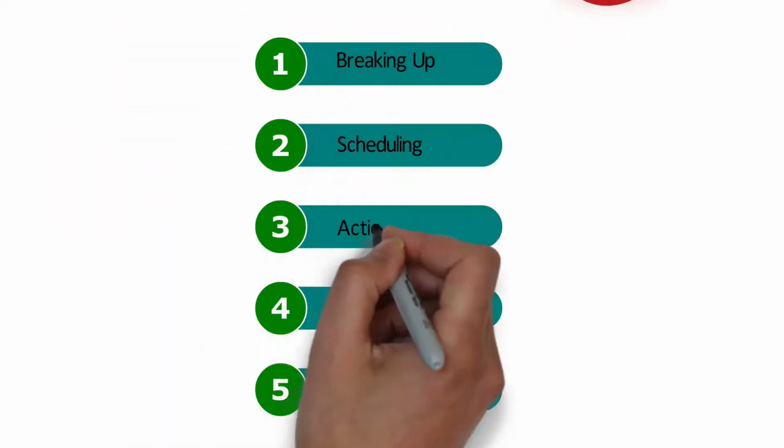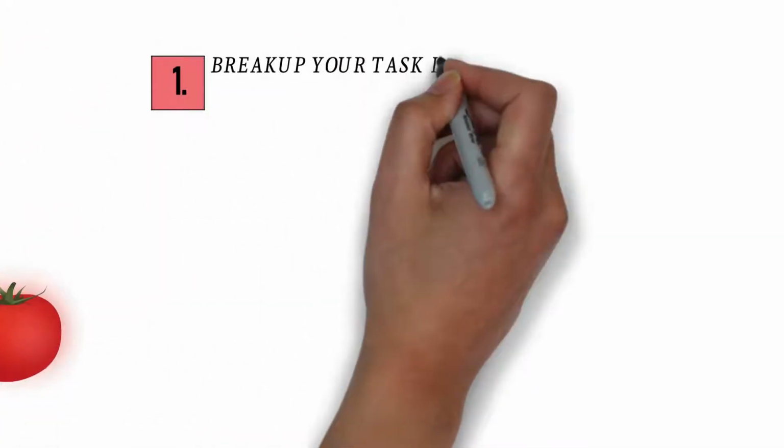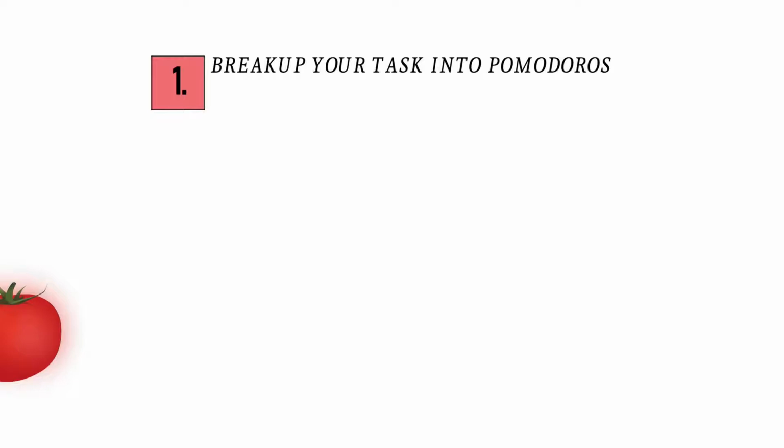Now let's look at the 5 steps you need to follow in order to use this technique in the most effective way. Step 1. Break up your tasks into Pomodoros. Now, how do you do that?